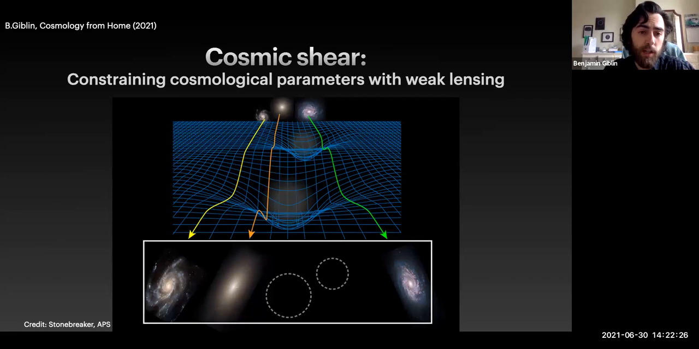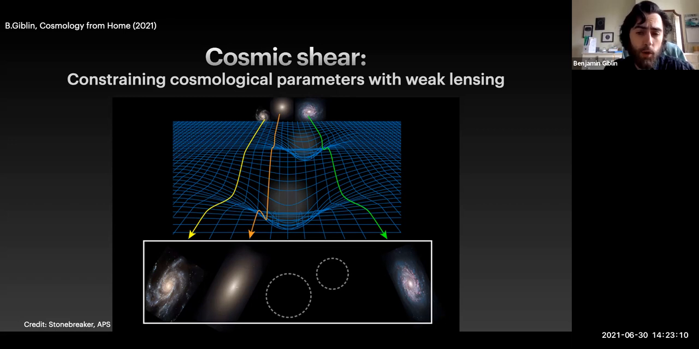So to begin with, cosmic shear. This is the process whereby we constrain cosmological parameters using weak lensing data. Weak lensing data consists of images of tens of millions of distant galaxies, often out to redshifts of approximately 1. So the light from these galaxies has traveled to us to be detected by our telescopes here on Earth. And in the process, the light from all those galaxies has been very weakly gravitationally lensed by the large scale structure that is in between us and those galaxies.